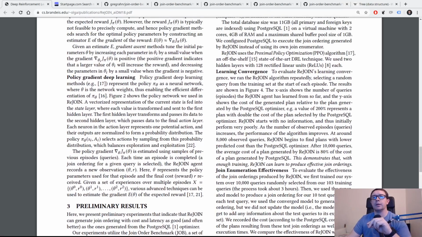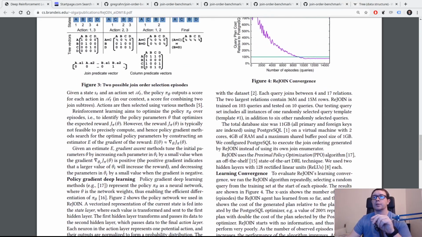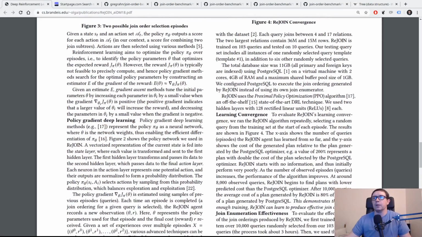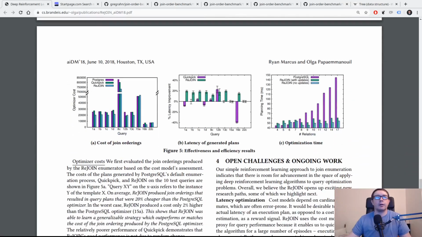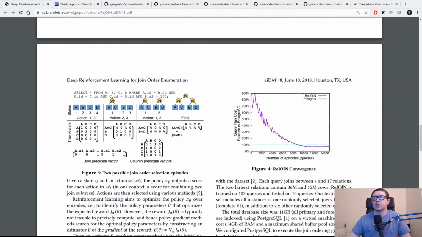So let's talk about what they used, which is really cool. They use a database size of 11 gigabytes from the IMDb dataset, 4 gigs of RAM on a VM with 2 cores, and a maximum shared buffer pool size of 1 gigabyte. And they configured it to do something I don't really know about. And they use proximal policy optimization, PPO. Okay, and they use 2 hidden layers with 128 rectified linear units each. Pretty cool. So they use a pretty shallow network, 2 hidden layers, 128 units. That's pretty basic. Let's just go ahead and take a look at the results because I'm not going to read the rest of the paper.